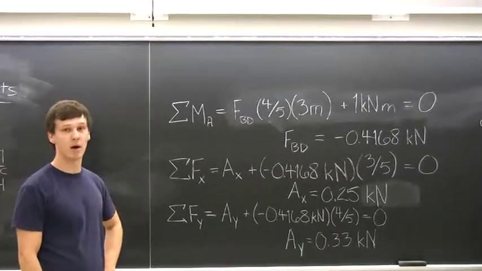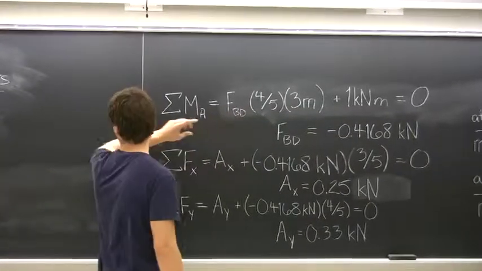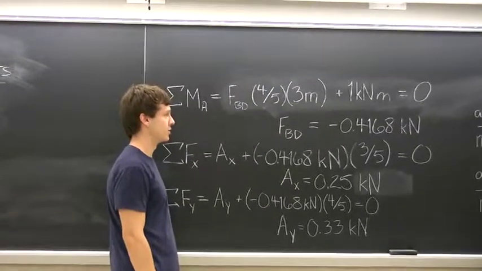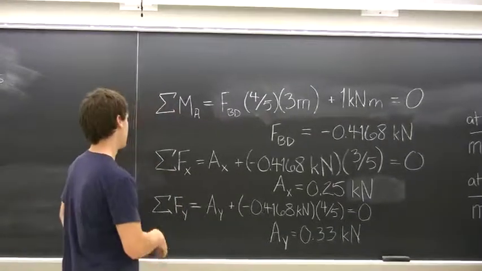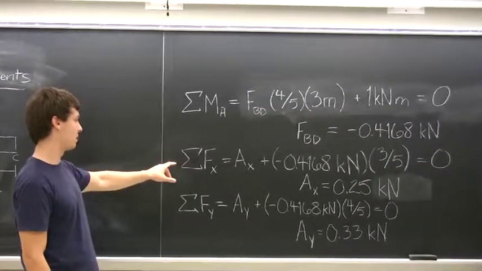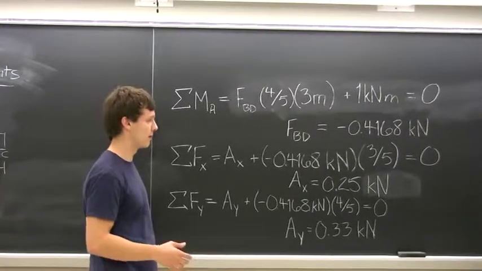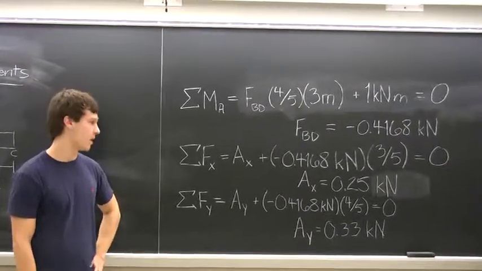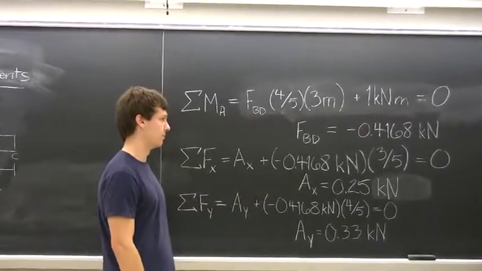First, we took the moment about A, and using the 3, 4, 5 triangle over there, we were able to find that force BD was equal to negative 0.4168 kilonewtons. And then to find our force of AX, we summed the forces in the x direction, and we found that AX was equal to 0.25 kilonewtons. And then, summing the forces in the y direction, we found that AY was equal to 1/3 of a kilonewton.